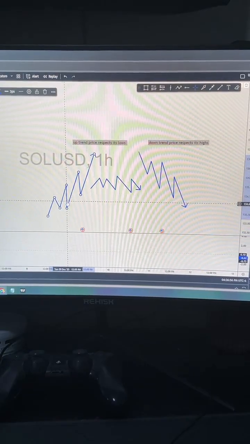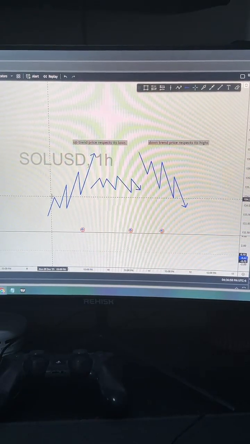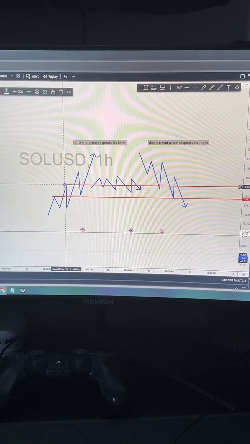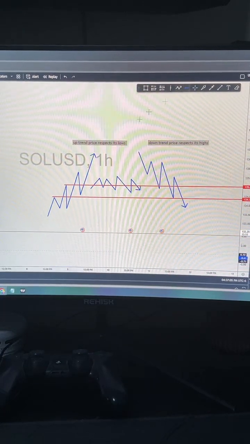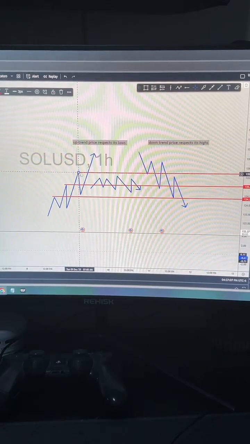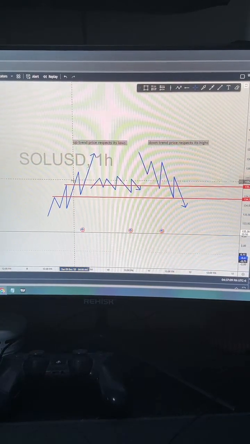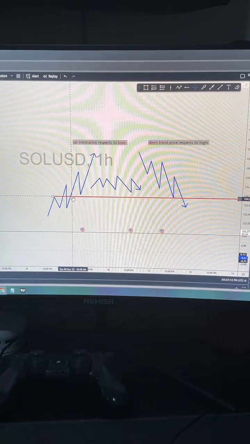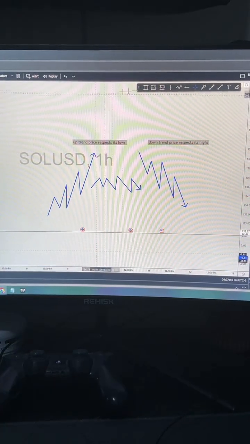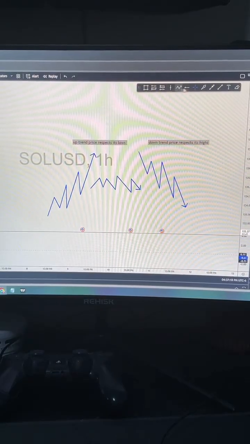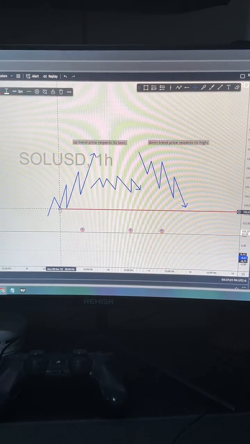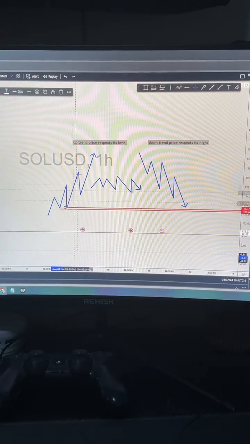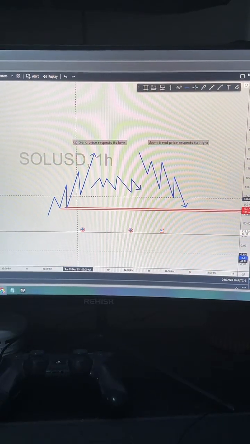Where do you buy in? You buy in here when price breaks this structure, in an uptrend. Or there's another option: you buy in at the pullback. You buy in here at the pullback, or you buy in here at this second pullback, or you can buy in here at this pullback.